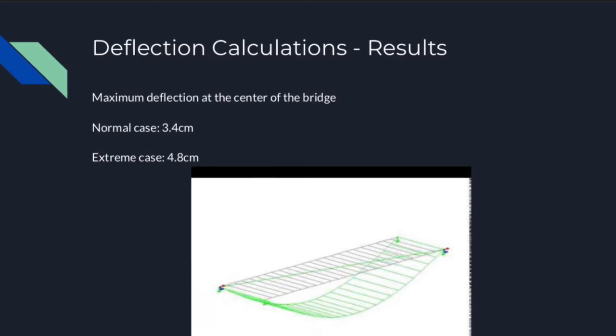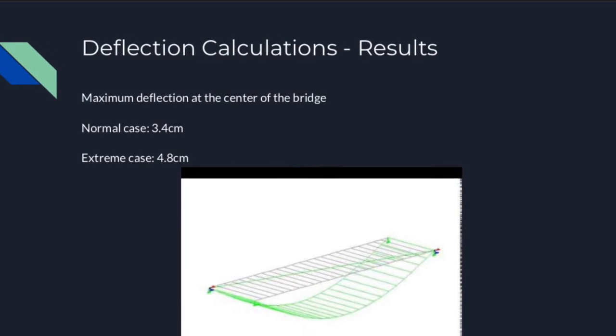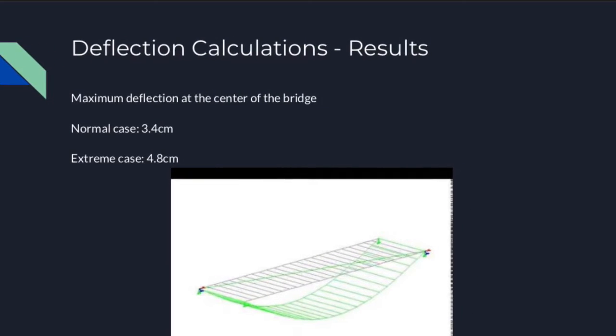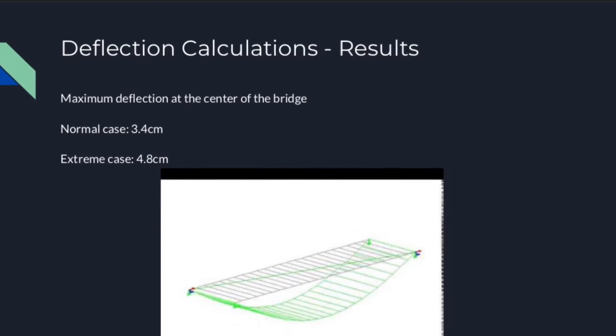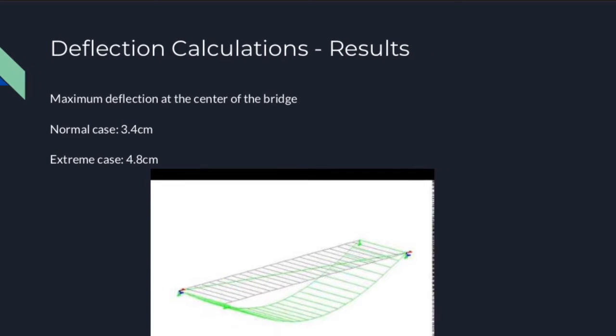Our analysis shows that the max deflection occurs at the center span. In the normal case, this was 3.4 centimeters, and in the extreme case, this was 4.8 centimeters downwards.